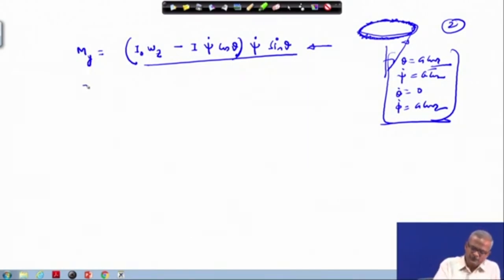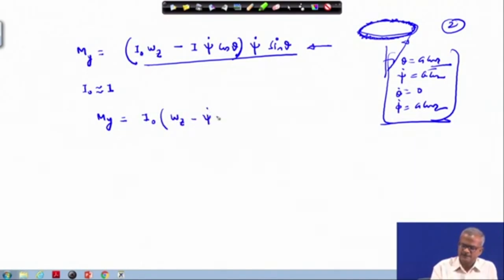So, what we assume here is that I 0 is nearly equal to I, so that the whole case gets simplified. Therefore, M y will be replaced by I 0 times omega z minus psi dot cos theta, times psi dot sin theta.